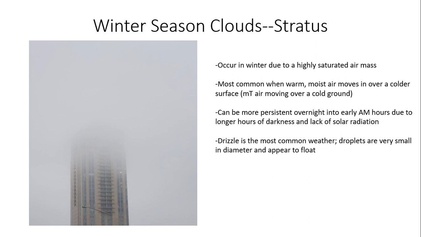Drizzle is going to be the most common weather you associate with stratus. They're not very tall in the vertical. They're generally, again, spread out horizontally. So there's not a lot of up and down motion in the stratus clouds. You might even see these droplets that just appear to be floating in the air, this drizzle, very small diameter droplets. And that actually happened in late December when I took this picture down in the Pembroke area of Virginia Beach. It was one of those days where we just had a little bit of drizzle at times, and that was it. It was just a very cool day overall.